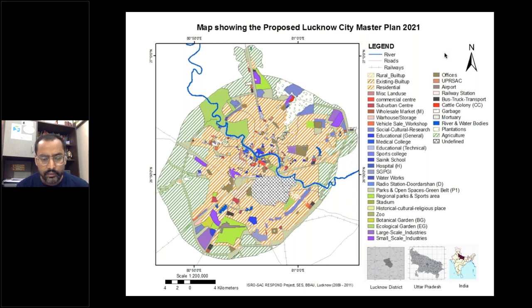We were struggling to find which color meant what, so we went to the town and country planning department. We got hold of the land suitability map, but the printout of the map was also not very clear. We were doing this ISRO project, the ISRO SAC response project, which we did from 2009 to 2011. We made the land use conflicts.